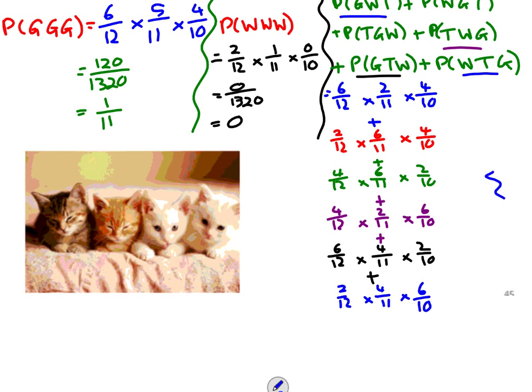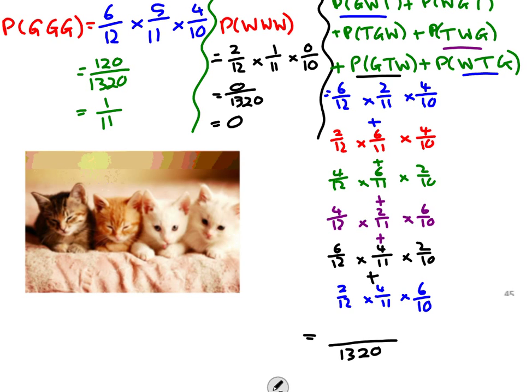So you can write your answer here on the side if you don't have space, or next to the kittens. I'll just write it down below. So that in total equals, so 1320 on the bottom. And you'll notice that in this particular case, the numerator is always going to be the same. It's always going to be 6 times 2 times 4.